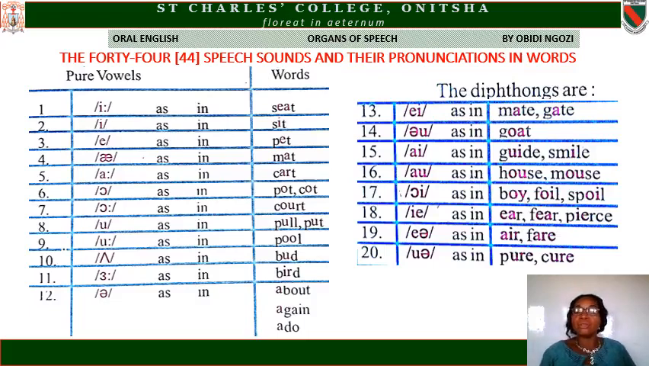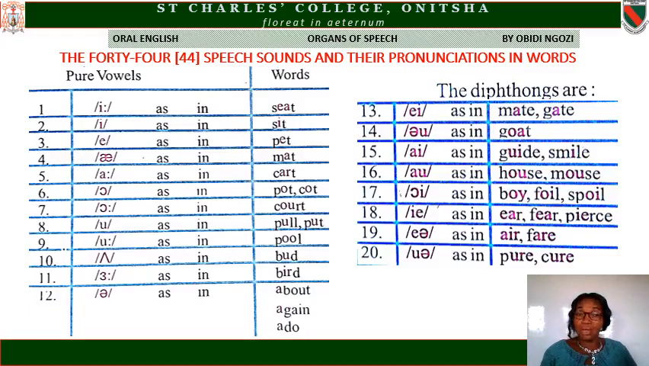O as in goat. I as in guide, smile. Ow as in house, mouse. Oi as in boy, foil, spoil. Ear as in ear, fear, pierce. Ur. Number 19 is the Igbo sound, add it to the schwa sound. You can hear my voice, as in fur.